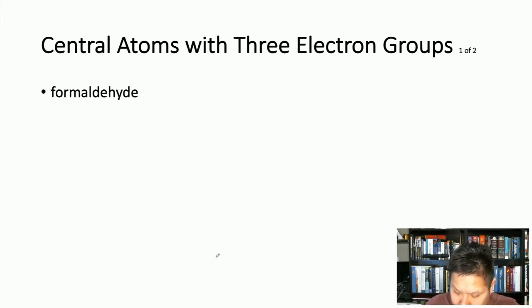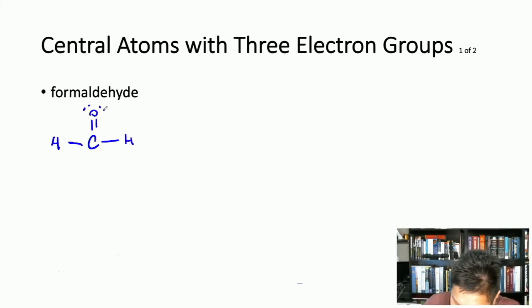Let's try doing a central atom with 3 electron groups. A good example of this would be formaldehyde. So the structure for formaldehyde looks like this. It's a carbon with an oxygen at the top with a double bond and 2 hydrogens. And that's its Lewis structure.